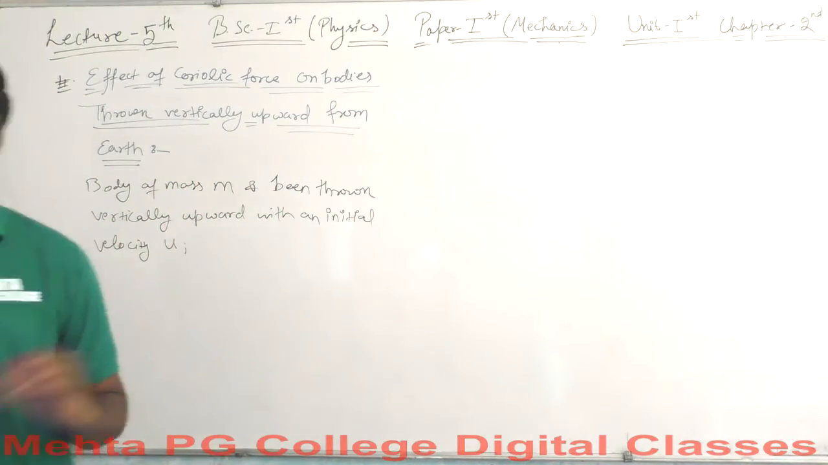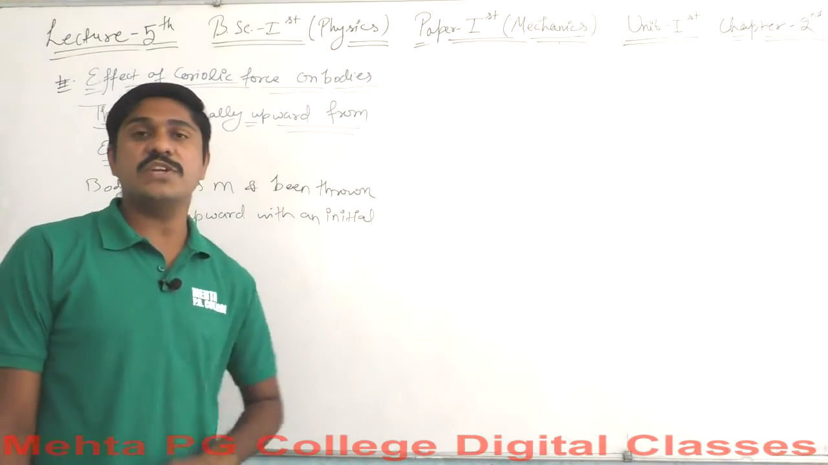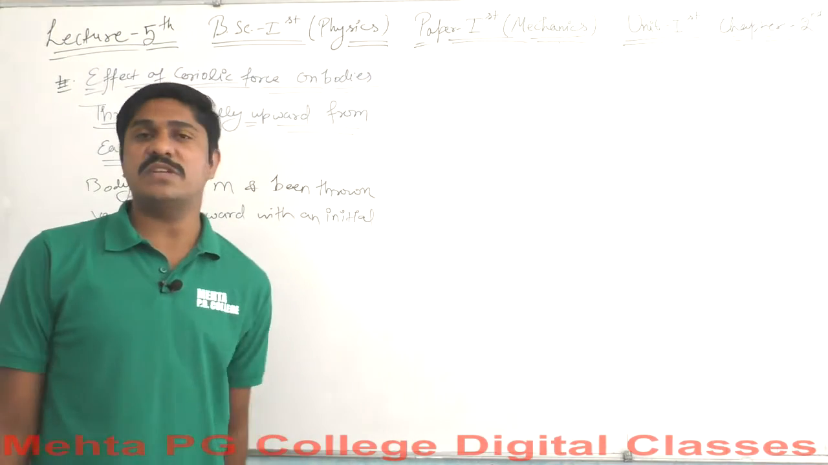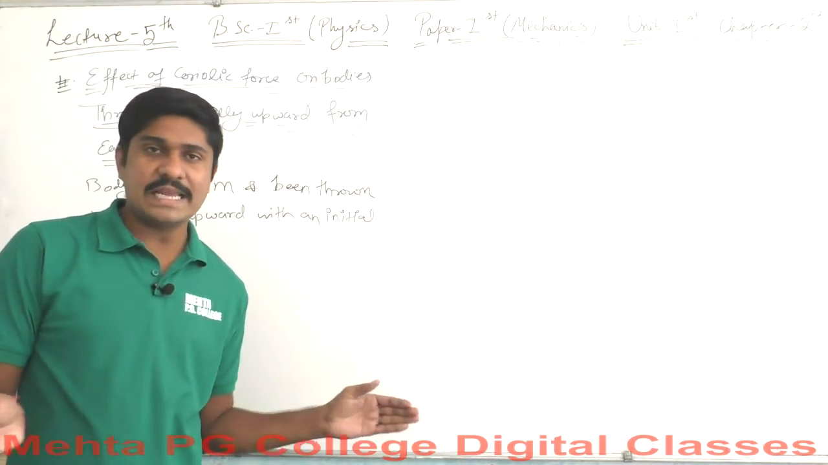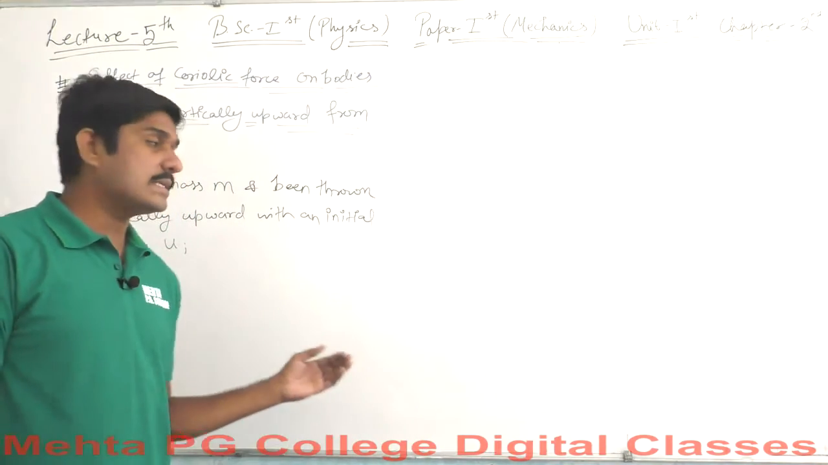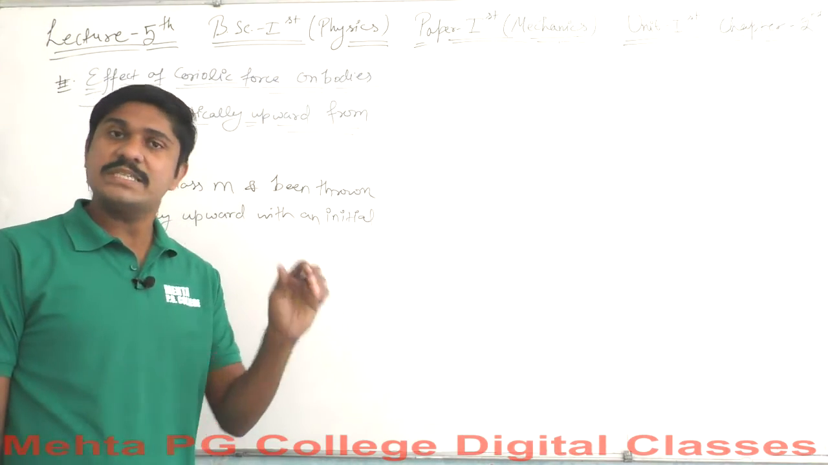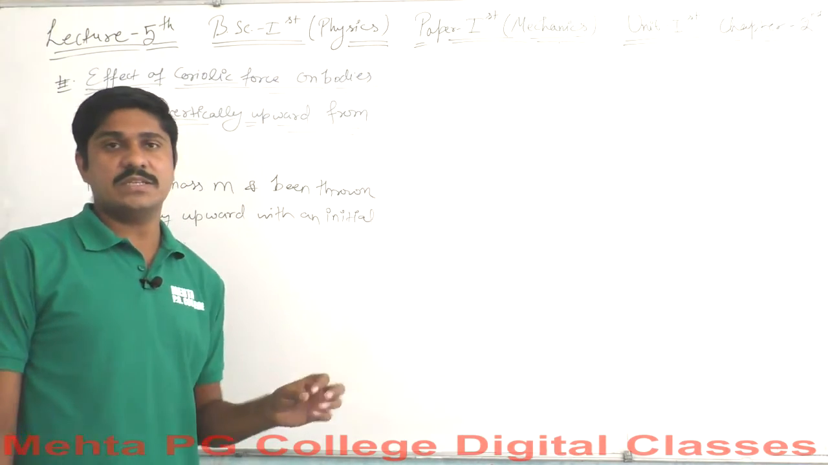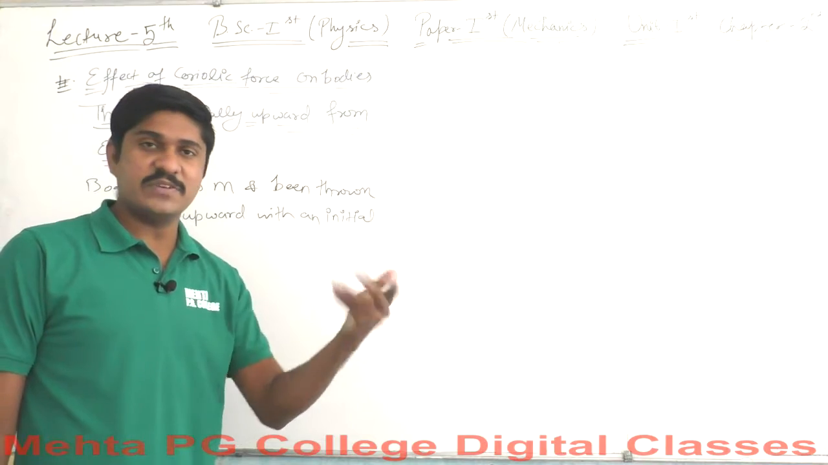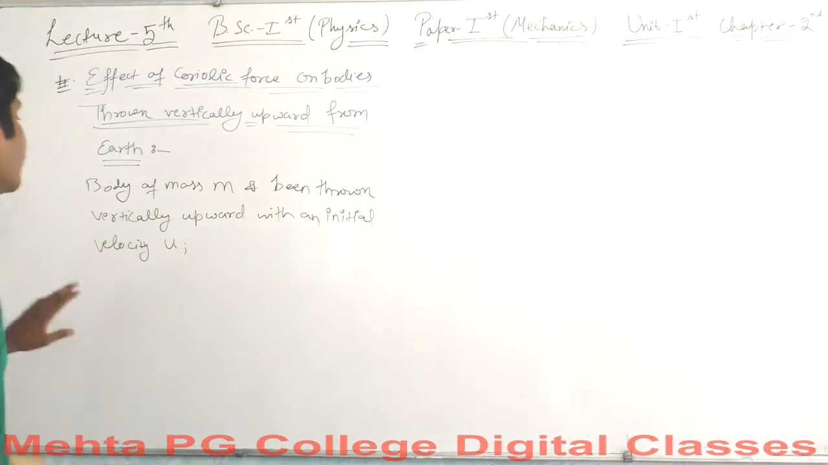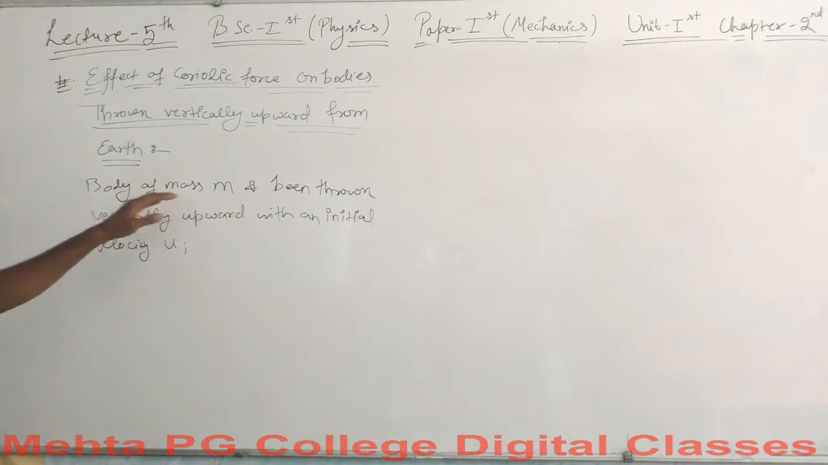If it has been thrown at the equator, in the northern hemisphere, or in the southern hemisphere, there are no boundaries like that. These things will apply for all the massive objects and from all the places of the earth. You can throw it from each and every place, whatever you like. Okay, that has the initial velocity u here, a body of mass m being thrown vertically upward with an initial velocity u, and after t seconds.